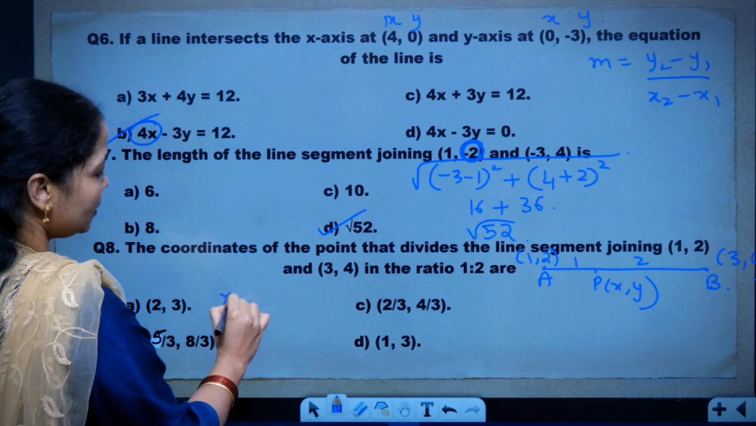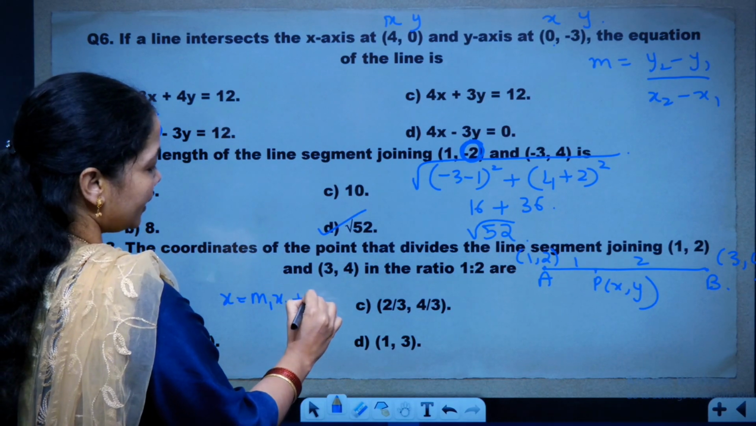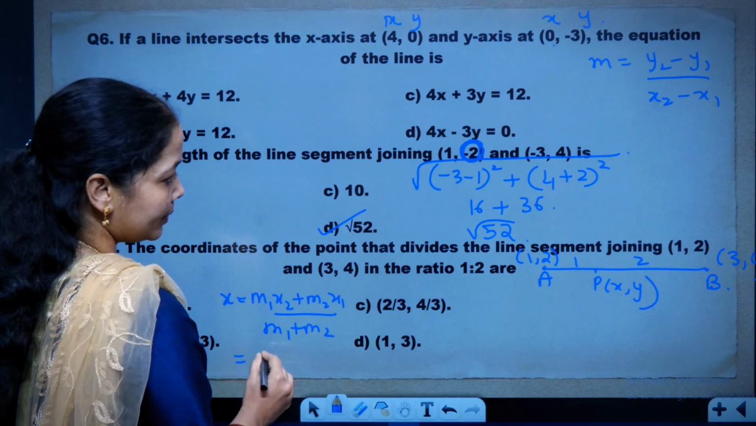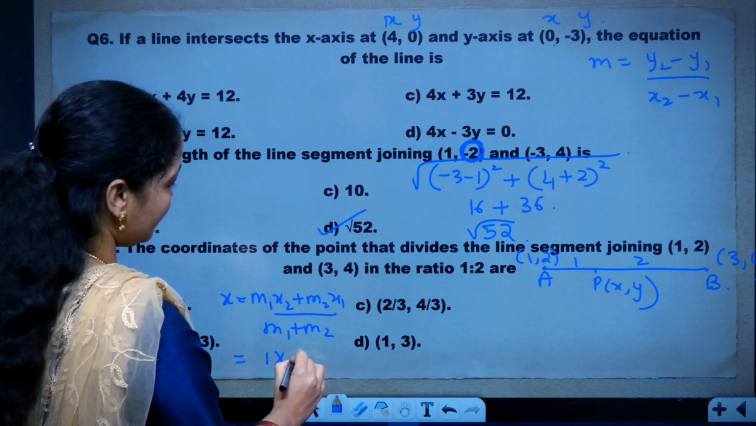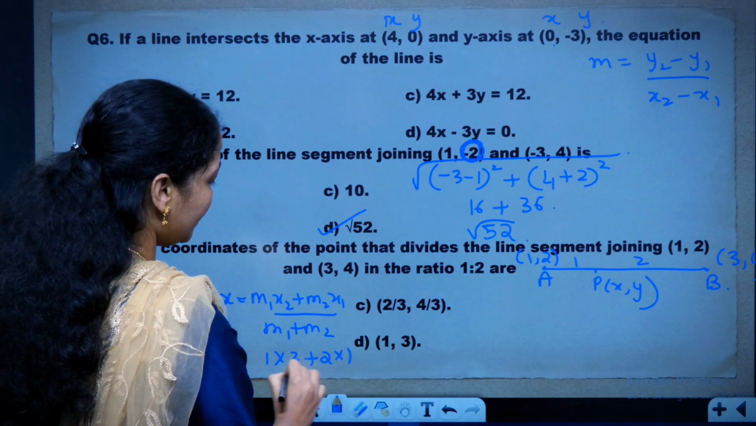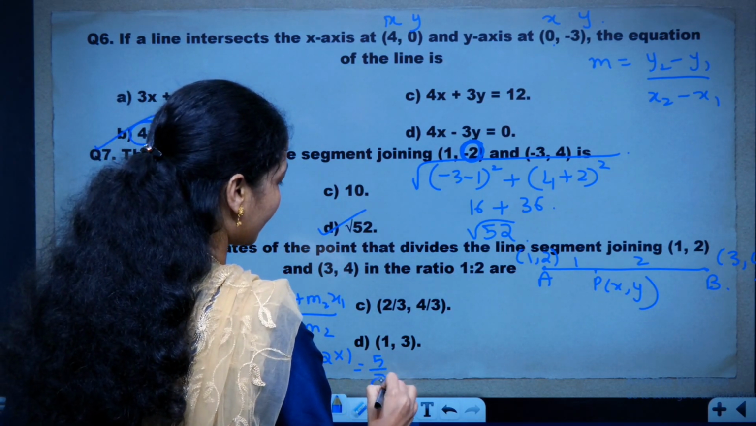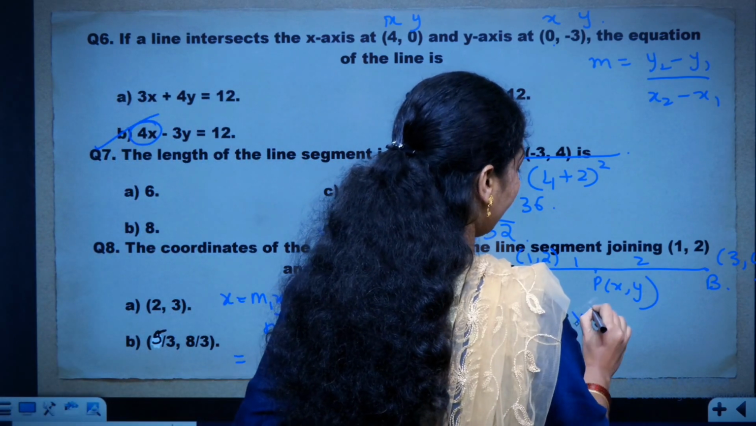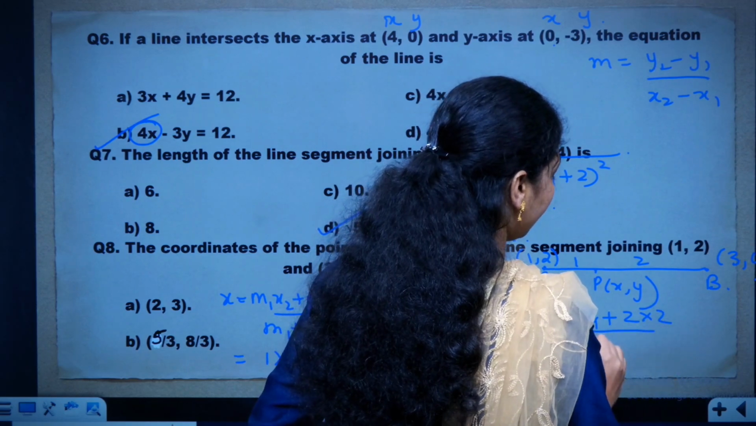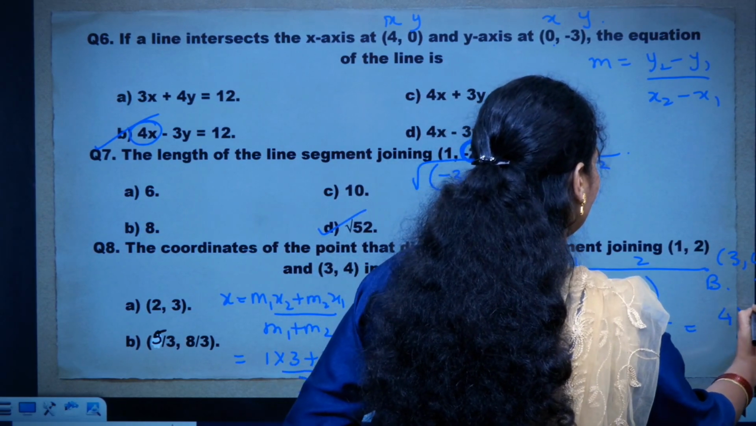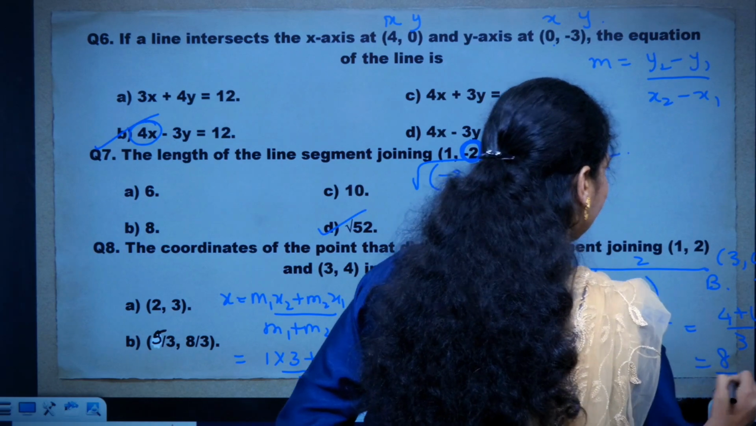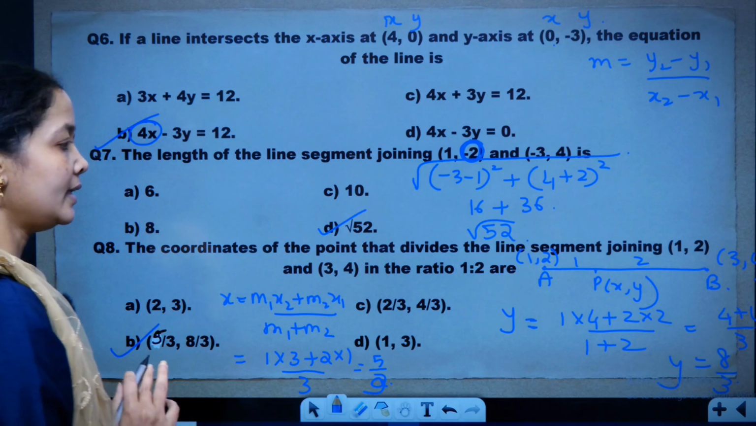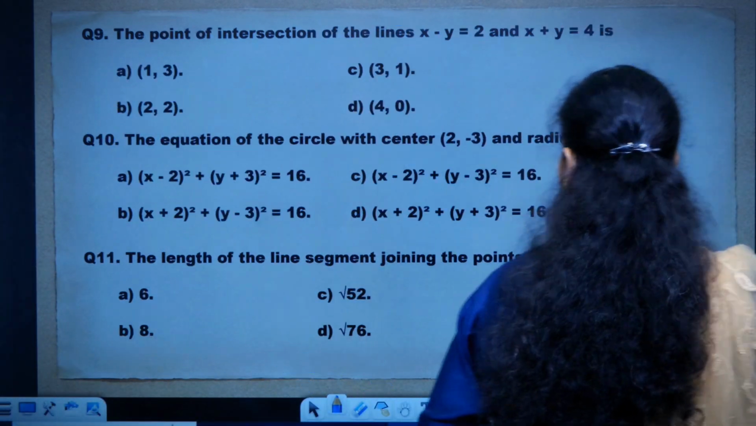We know that x will always be equal to (m1 x2 plus m2 x1) divided by (m1 plus m2) according to section formula. So I'll take m1 as 1 into x2 is 3 plus m2 is 2 into 1 by 3. So this is 5 by 3. Then finding y will be equal to (m1 y2 plus m2 y1) divided by (m1 plus m2). So it is (4 plus 4) by 3, which is 8 by 3. So my y is 8 by 3, x is 5 by 3, which is option B. Option B will be my right answer for the given question using section formula.